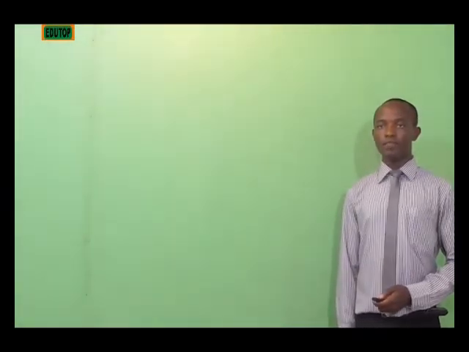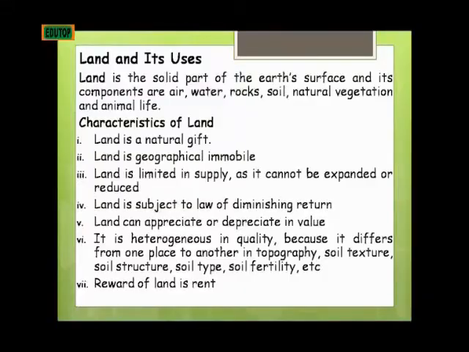Now, we'll be going to our next topic, which is land and its uses. Land is a solid part of the Earth's surface, and its components are air, water, rocks, soil, natural vegetation, and animal life. Characteristics of land.